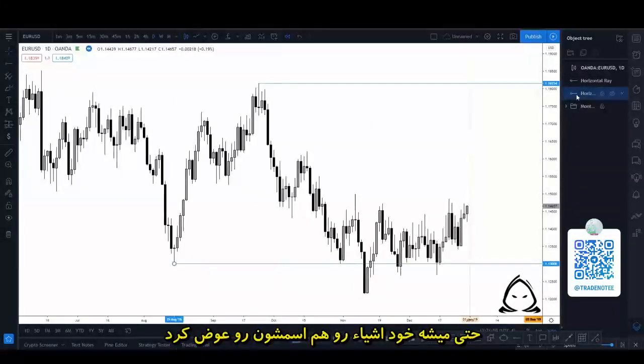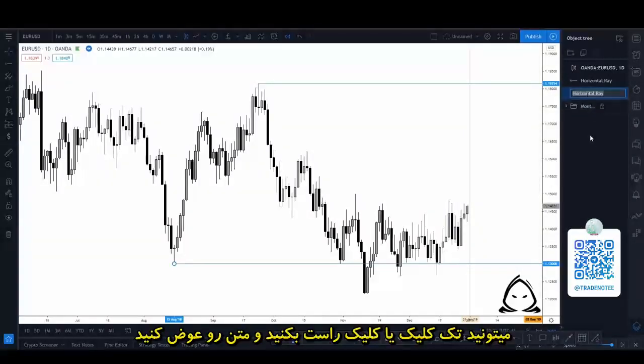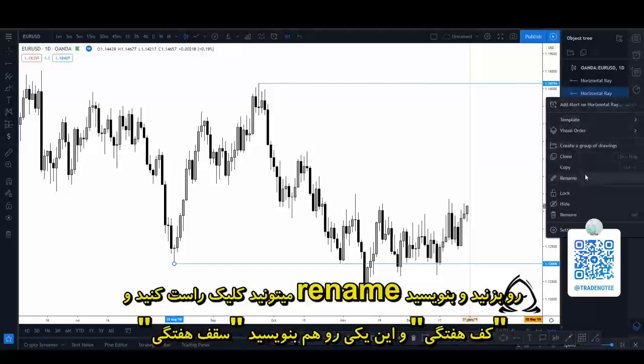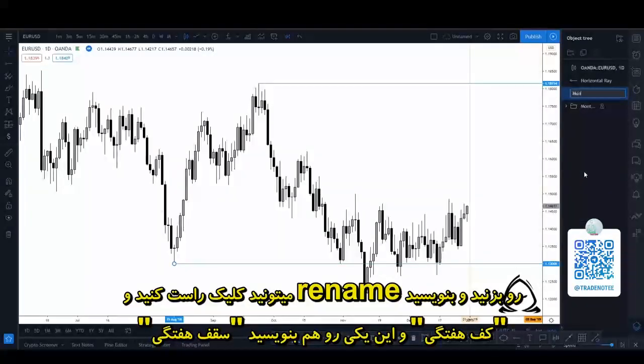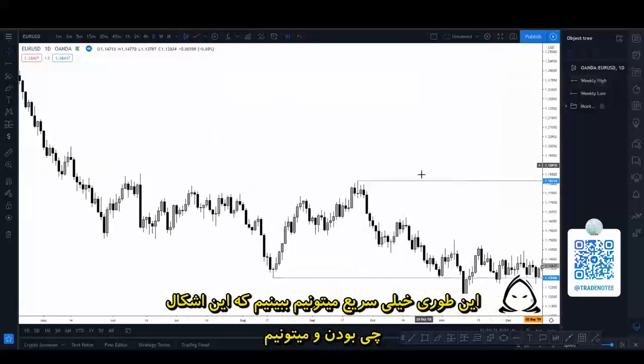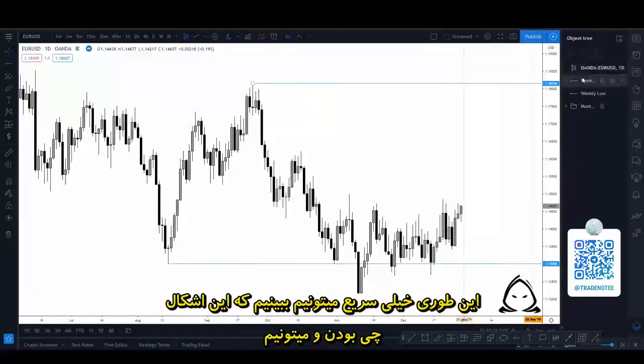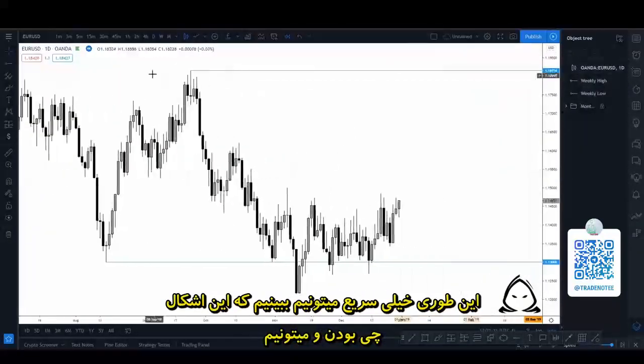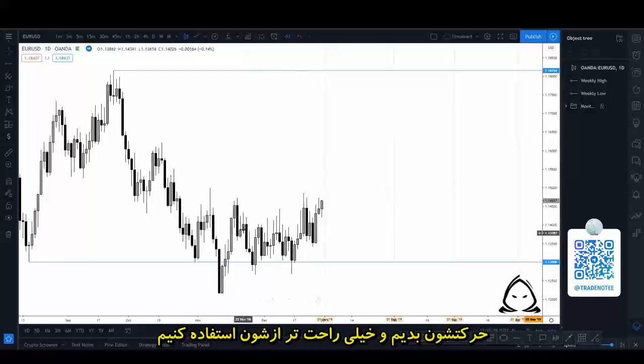What you can also do is rename the objects themselves. If you single click, it'll allow you to edit the text, or you can right click, hit rename, and then we can just put weekly low, and we can do this one as well and put weekly high. Basically what this does is we're now able to see very quickly what these objects are, so we can move them around and interact with them in an easier way.